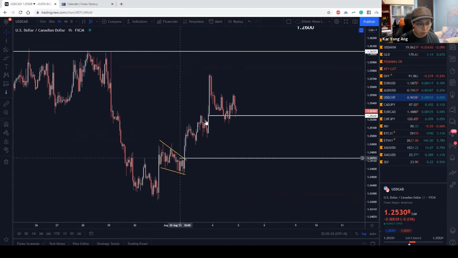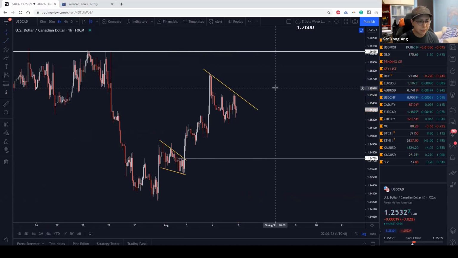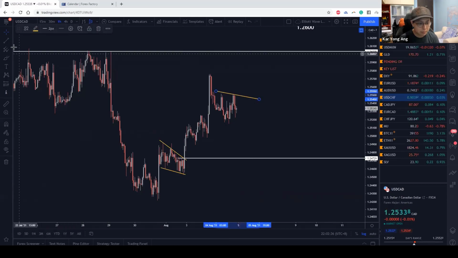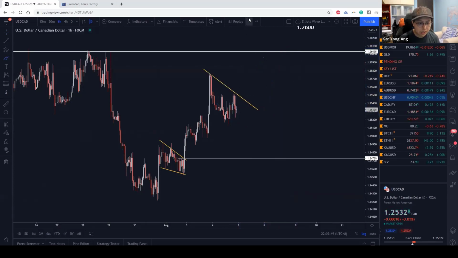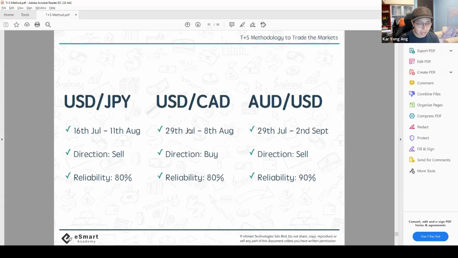You can see this is where we get in, this is where we got out. Right now, looking at this, there's a good chance that this might form a flag here as well, or maybe a smaller one. Maybe a crawl. So the idea again, you want to combine that. If this happens as a crawl, then this pops. That's where you might get this trade here as well. So hope that's clear. You can focus on dollar CAD here, all the way until 8th of August for the direction to buy.